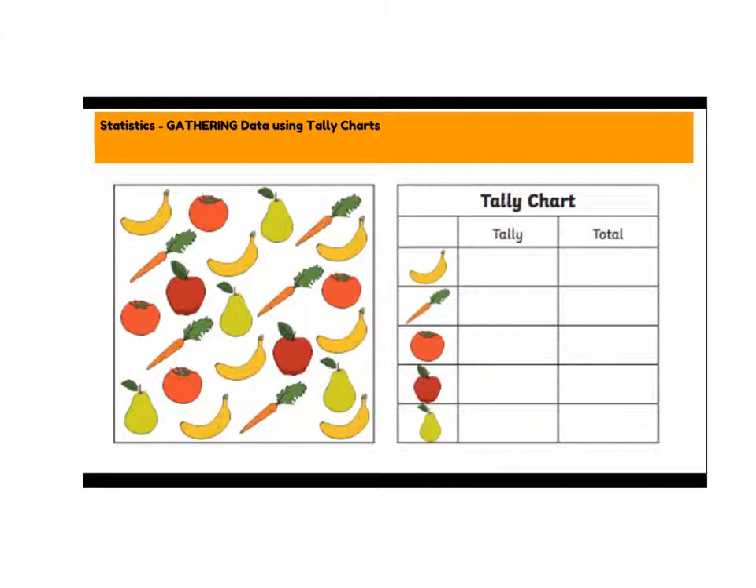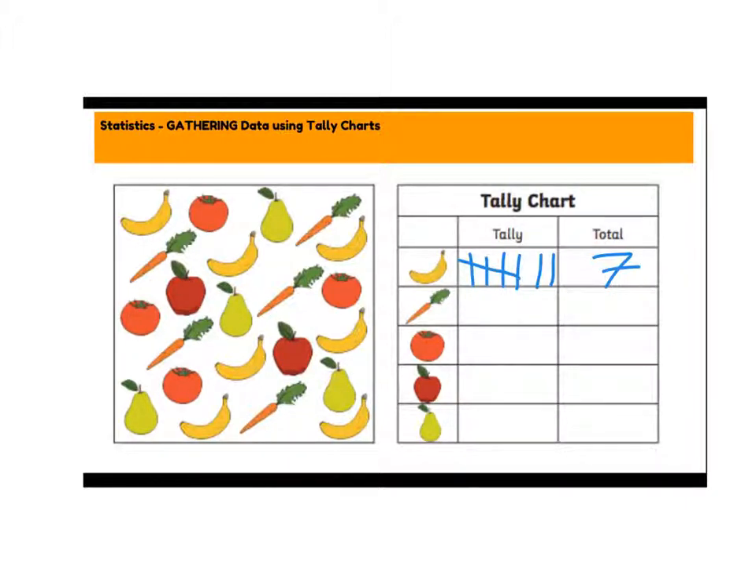So looking at the bananas, we can see 1, 2, 3, 4, 5, 6, 7. So on my tally chart I go 1, 2, 3, 4, 5, 6, 7. And we've made 7 tallies next to the banana. And I'm going to put the number 7 in the total, because this little gate here that we can see makes 5 and this one here makes 6 and 7. So I put the number 7 here in the tally chart.